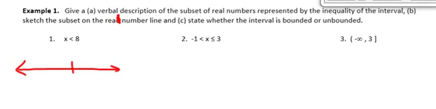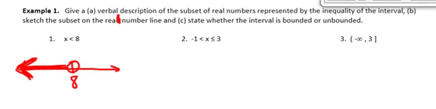Then I want to sketch a subset on the real number line. Sketch the subset on the real number line. So here's the number line. I've got 8, and I want all of the numbers, not including 8, that are less than that.